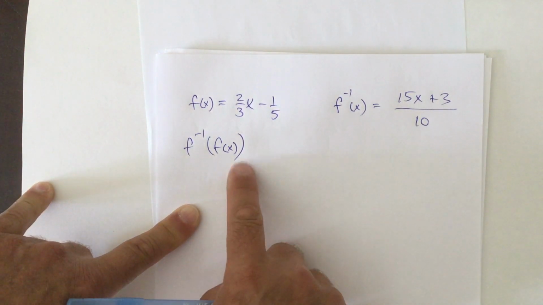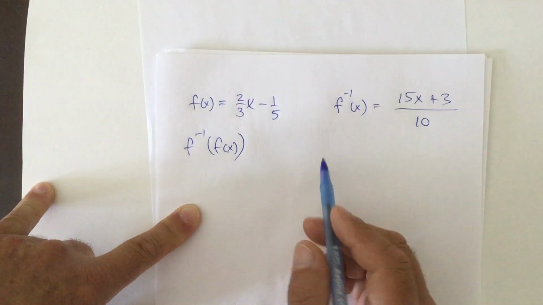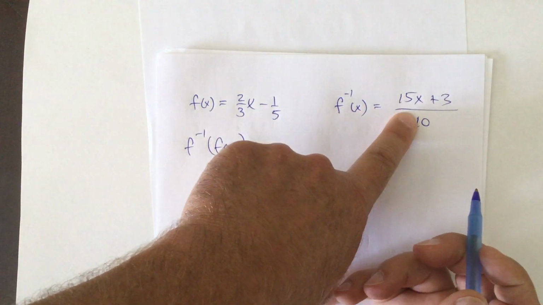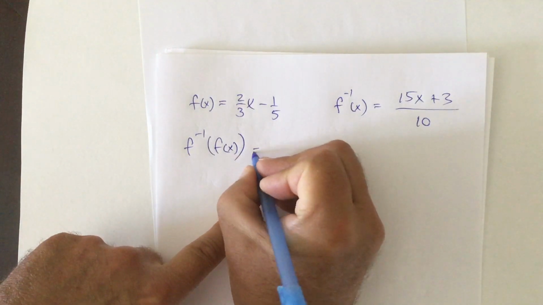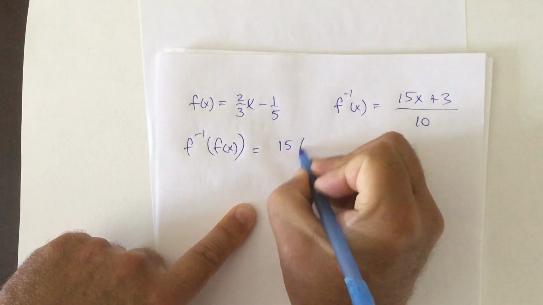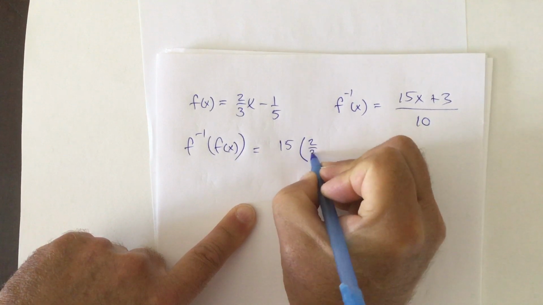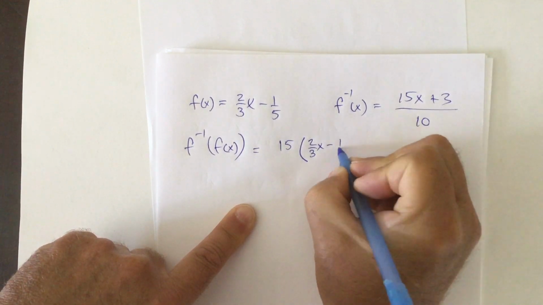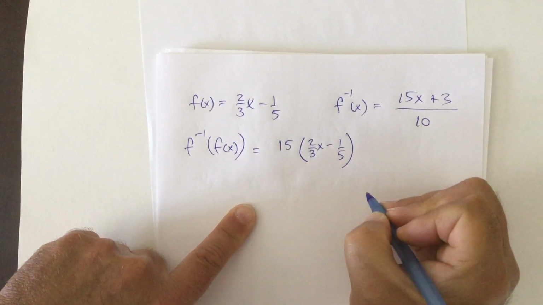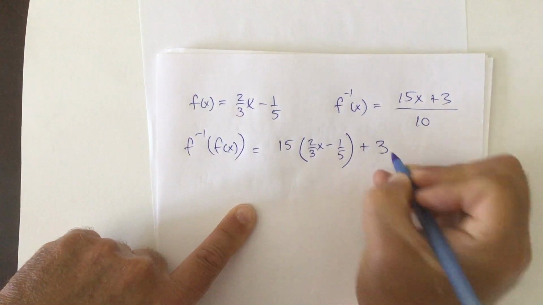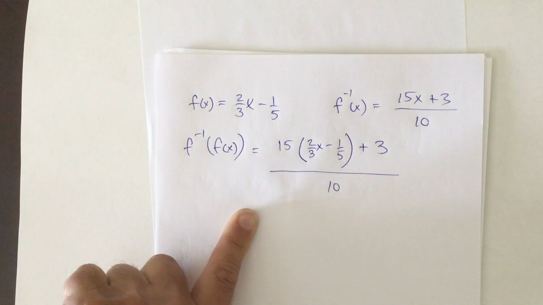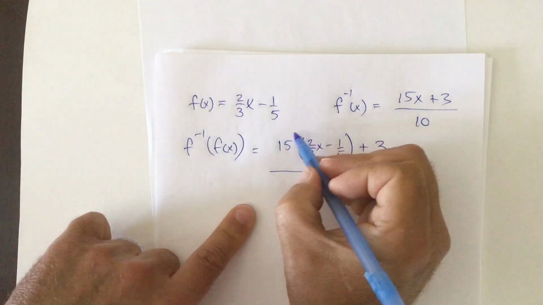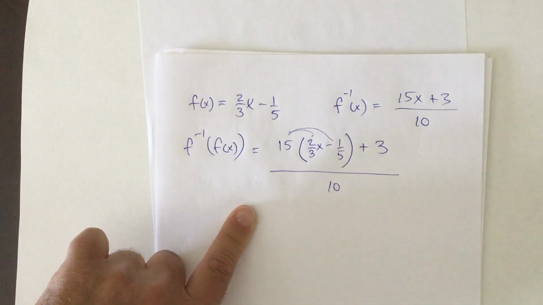Then, if you're going to do it algebraically, now I'm going to take this guy and put it into this guy. So what does this guy do for a living? This guy says, whatever you give me, I'm going to multiply it by 15. Then I'm going to add a 3 to that, and then I'm going to take the whole mess you just gave me and divide it by 10. Now that looks bad until you actually do the very first step, which is distribute.